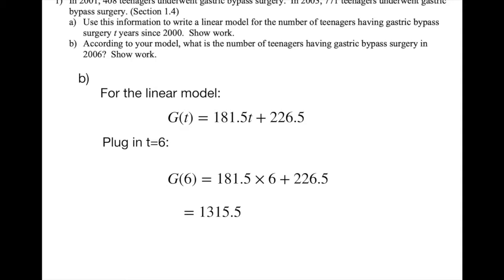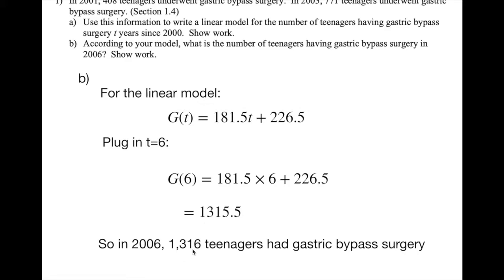If you use your calculator, that will become 1315.5. So that should be the number of teenagers having gastric bypass surgery. But wait, the number of people should be an integer, and this one is not. Then how do we deal with that? We need to round it to the nearest integer. So what we do is look at the next digit to the right. If it's 5 to 9, we round up. In this one, it's 5, so we add 1 to our number. So the number should be 1316 teenagers having the surgery. So that's for part B.